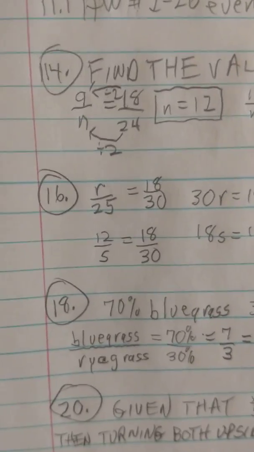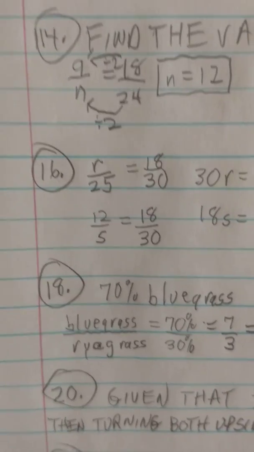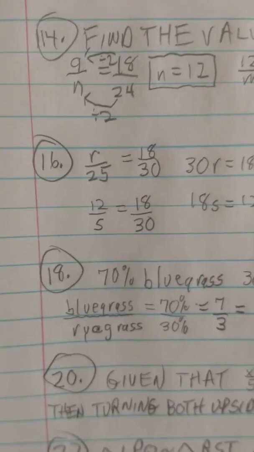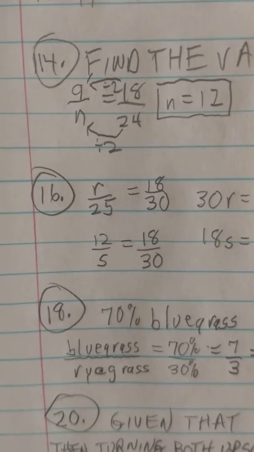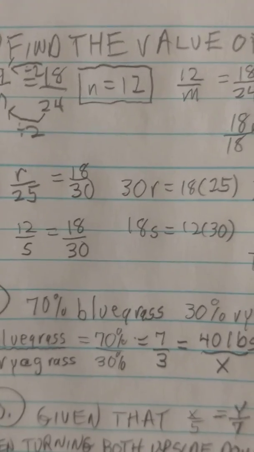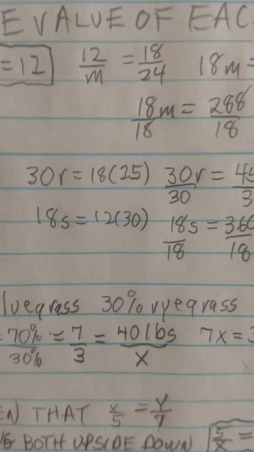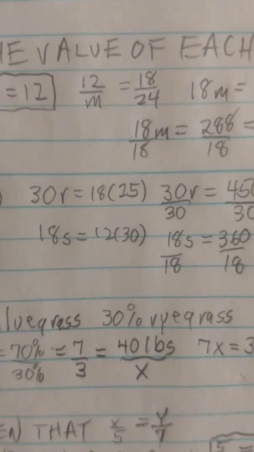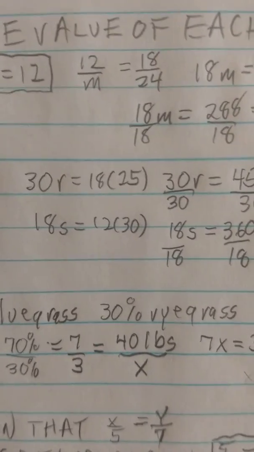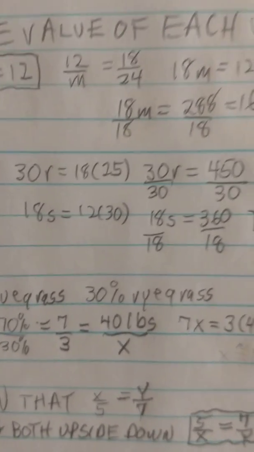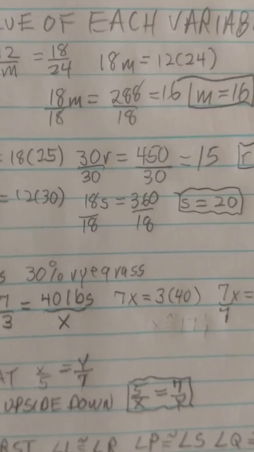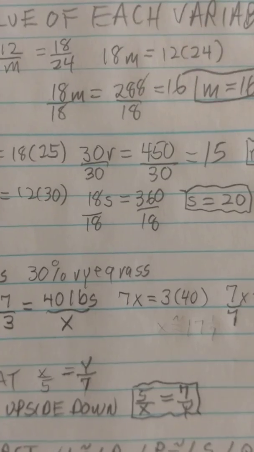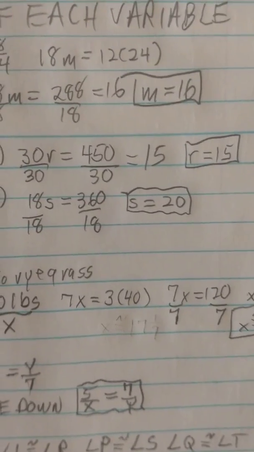So we can start with 9 over n equals 18 over 24. And again, we can use that shortcut. 18 divided by 2 is 9, so 24 divided by 2 must be n equals 12. Now this one we can't do that on though. 12 over m equals 18 over 24, multiplying across 18m equals 12 times 24. Need the calculator again. 18m is 288, dividing by 18, m equals 16 in my proportion.